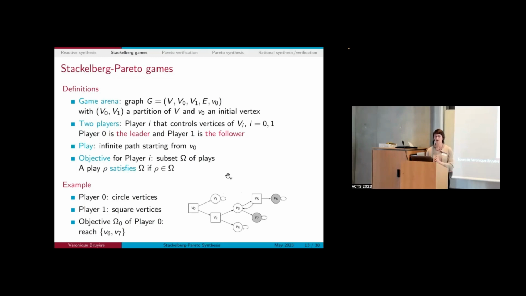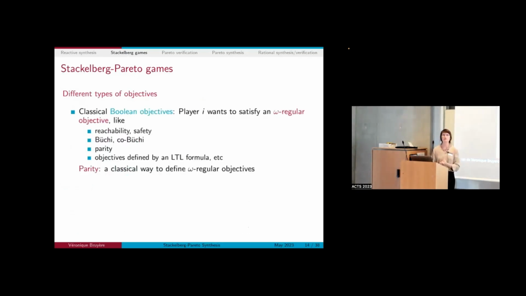And in my talk, I will consider mainly qualitative Boolean objectives, which is for some player, a particular set of plays. For instance, in my example, player 0, the system, has a reachability objective, which is to either reach V6 or to reach V7. So the objective, everybody knows this in the room, either there are omega-regular objectives, like reachability in my example, safety, Büchi, co-Büchi, parity.